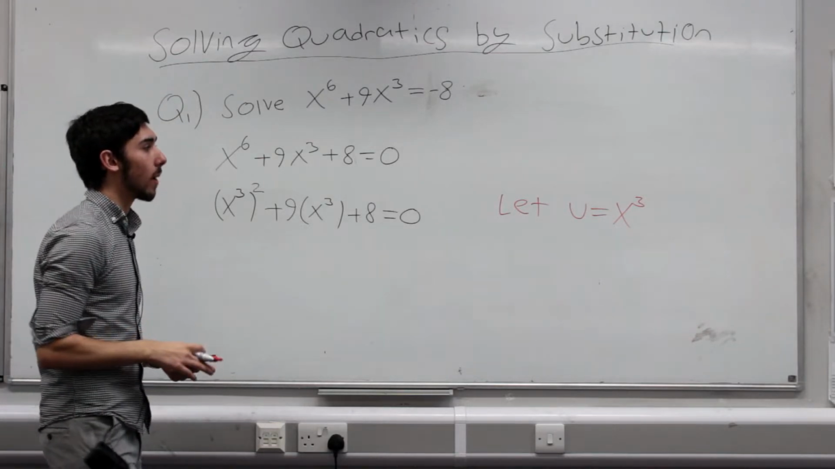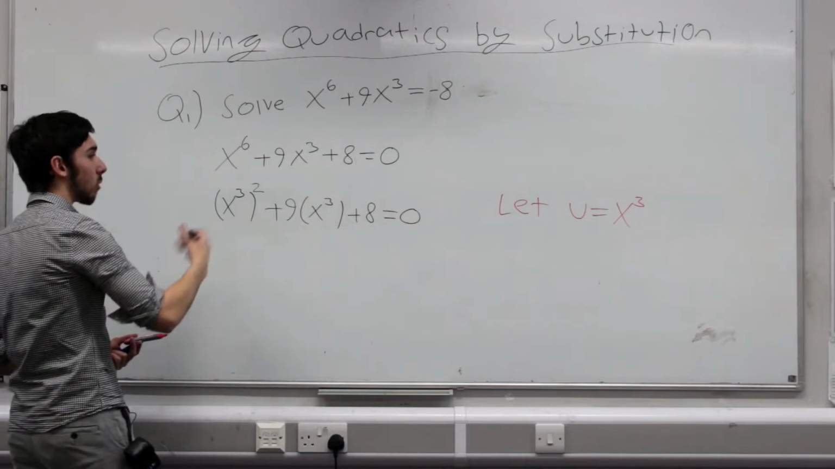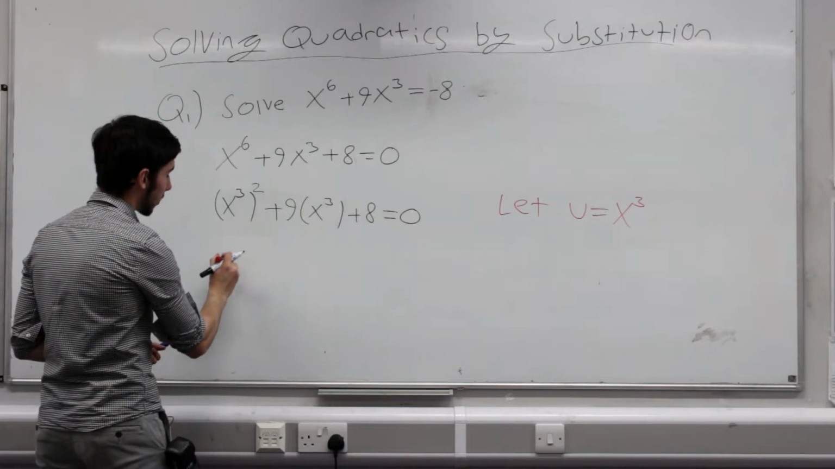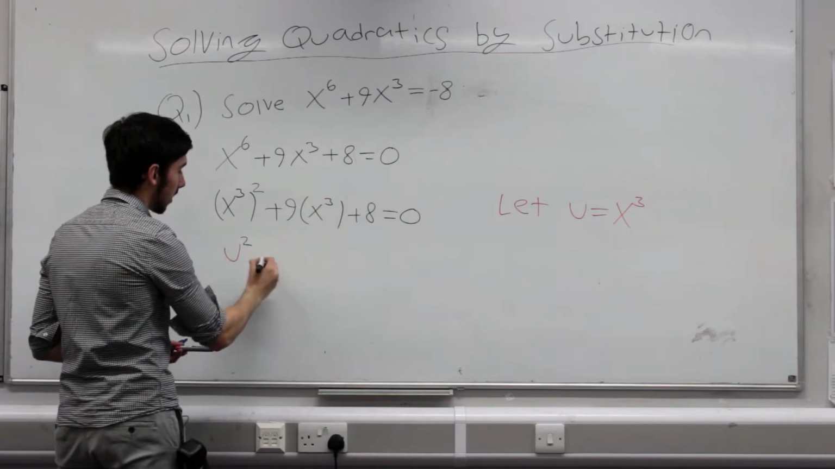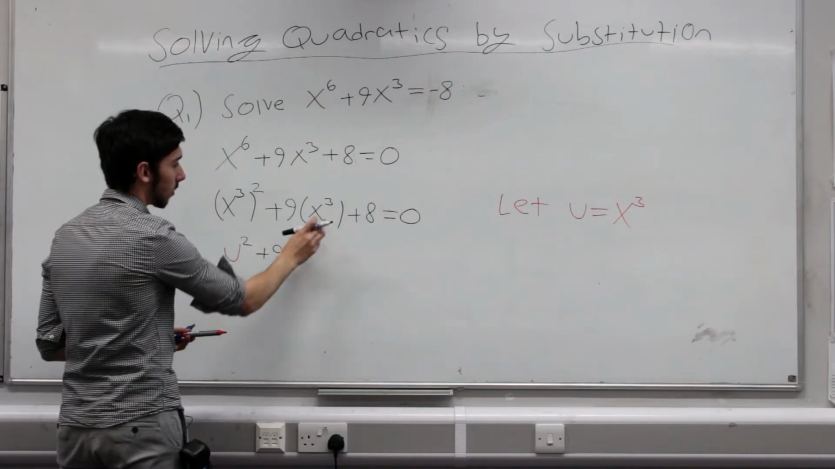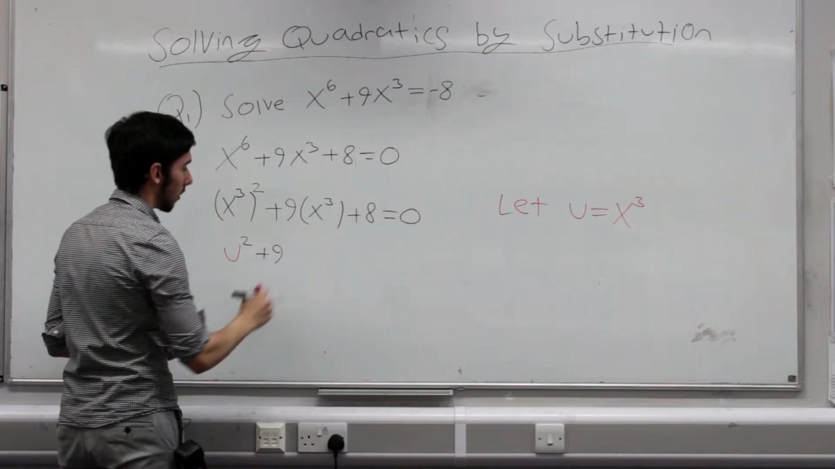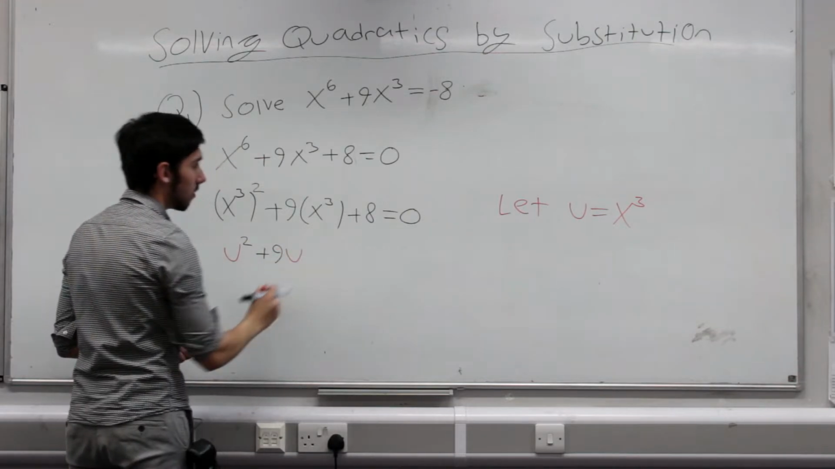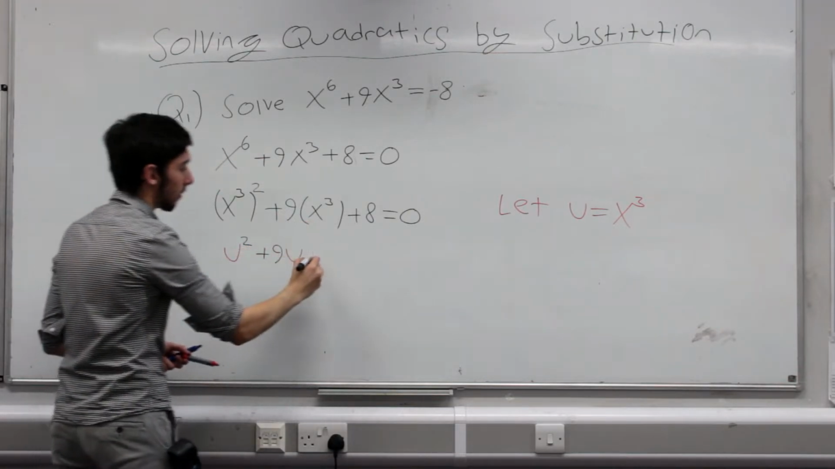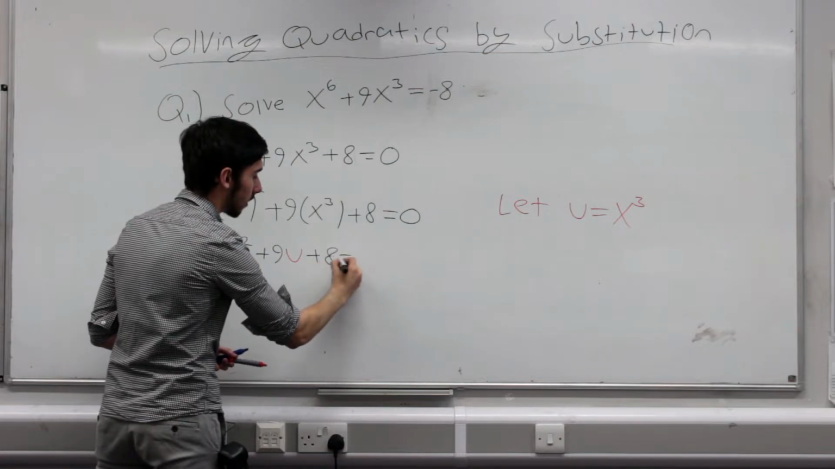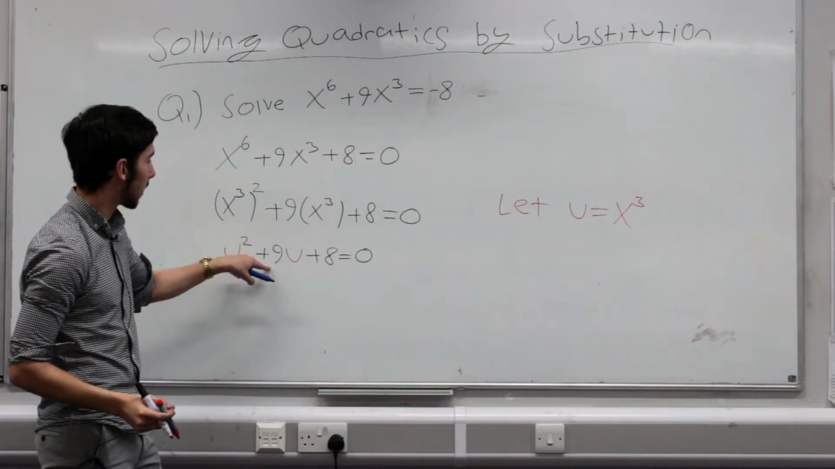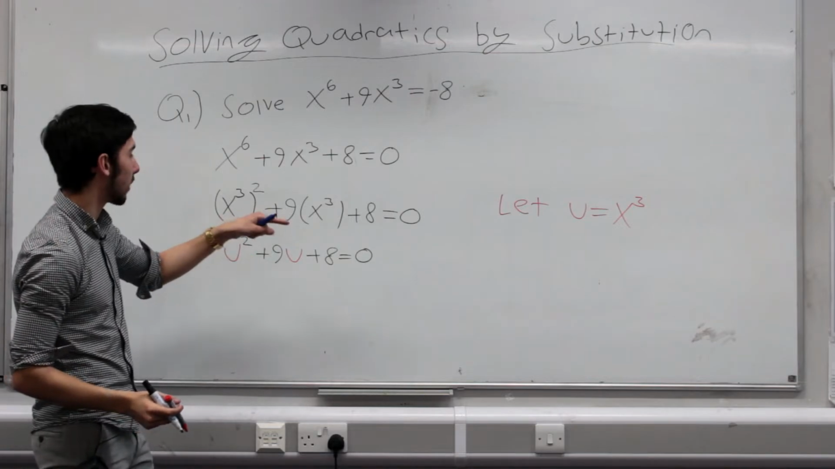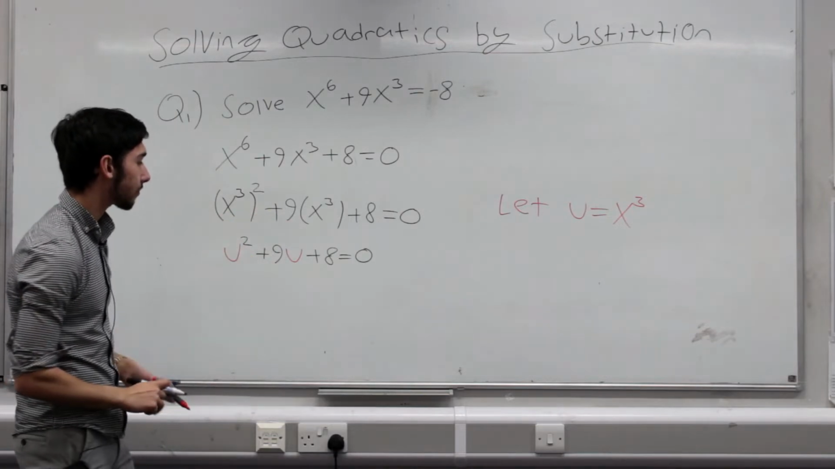If u is equal to x cubed, that means we can rewrite this as u, because that's an x cubed, squared, plus 9 times, well that's an x cubed, so 9 lots of u, because u is x cubed, plus 8 equals 0. Hope this step from here to here makes sense. We've just replaced all of the x cubeds with u's.